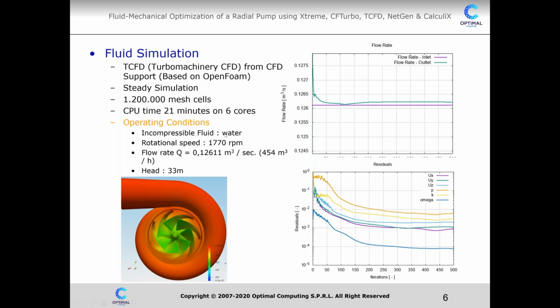The fluid is water. The rotational speed is 1,770 RPM. The flow rate and the head of the pump is 33 meter. This is the convergence of the CFD calculation, and this is the history of the residual. So we converge. We decided to use 500 iterations to get a converged solution.